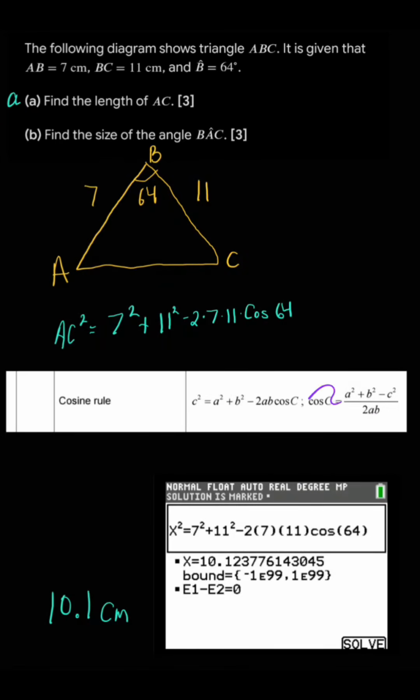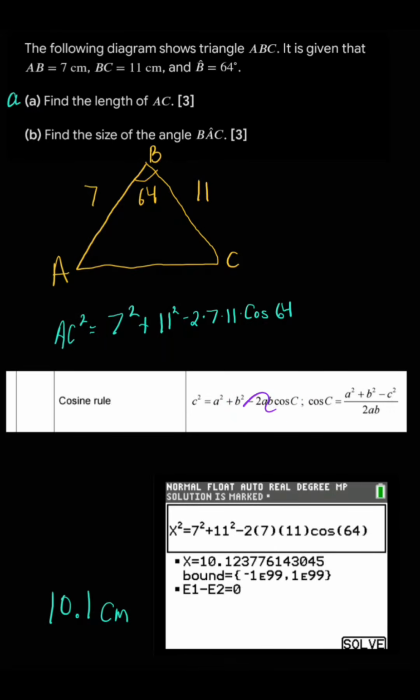Cosine rule is in the formula book. There's two different formulas in the formula book. The first one we use to find the side. The second one we use to find the angle. In theory, these are the same formulas. We just rearrange them. So since we're trying to find length AC, that's a side, we're going to use this first form of cosine rule.